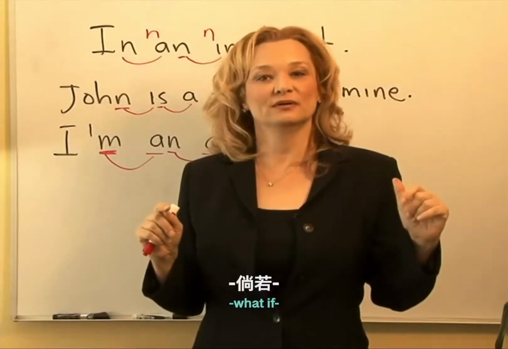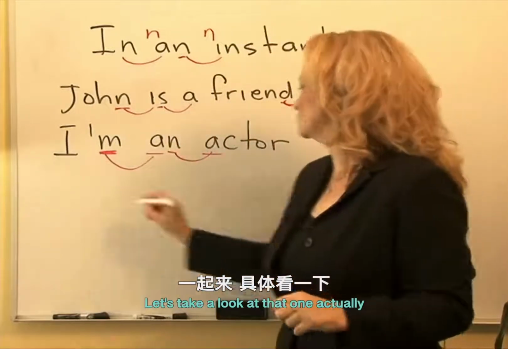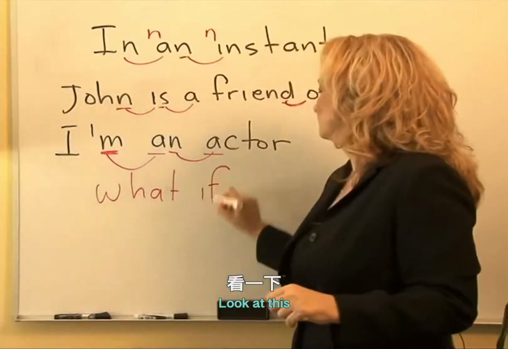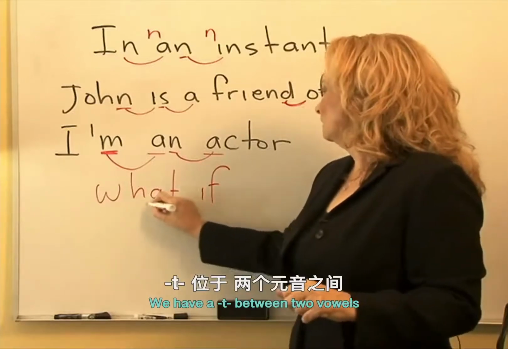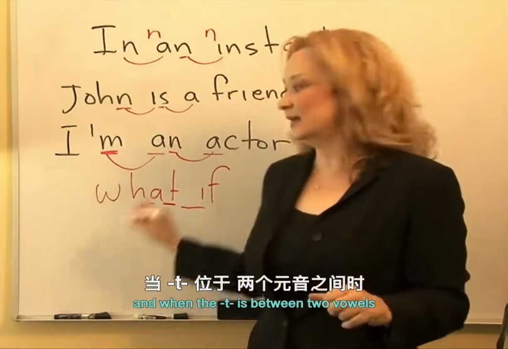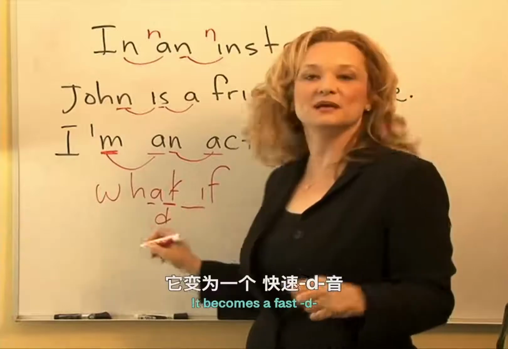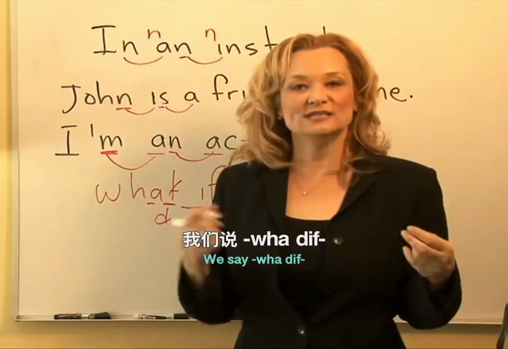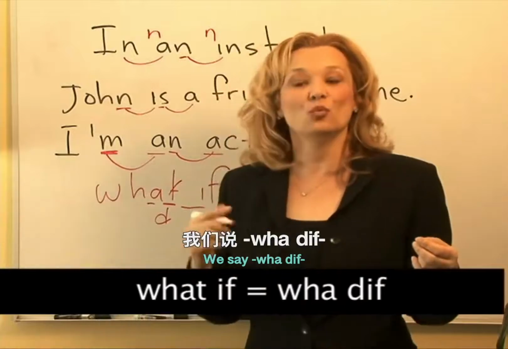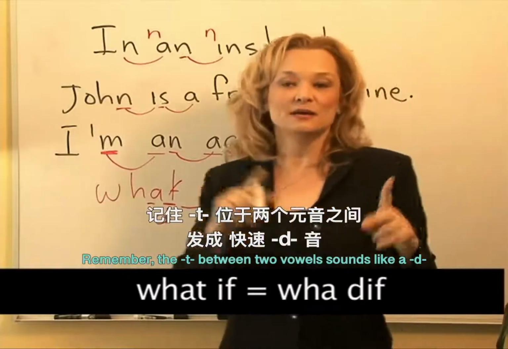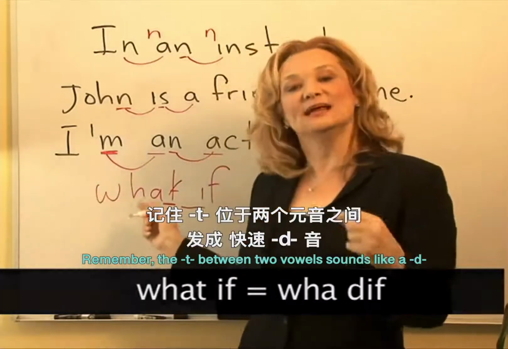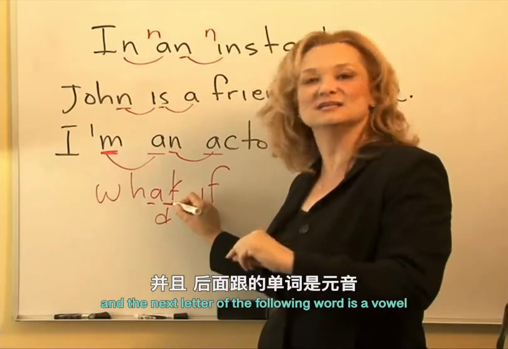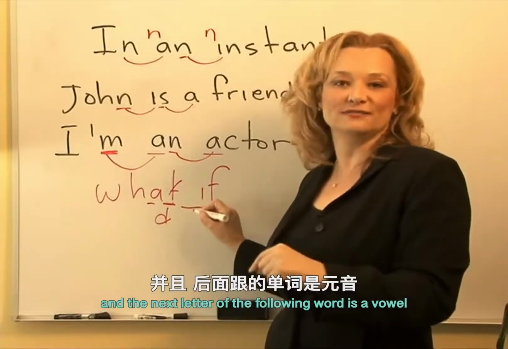What if? Let's take a look at that one actually. Look at this. We have a T between 2 vowels, and when the T is between 2 vowels, it becomes a fast D. So when we link it, we don't say what if, we say what if. Remember, the T between 2 vowels sounds like a D even when the T is at the end of the word and the next letter of the following word is a vowel.